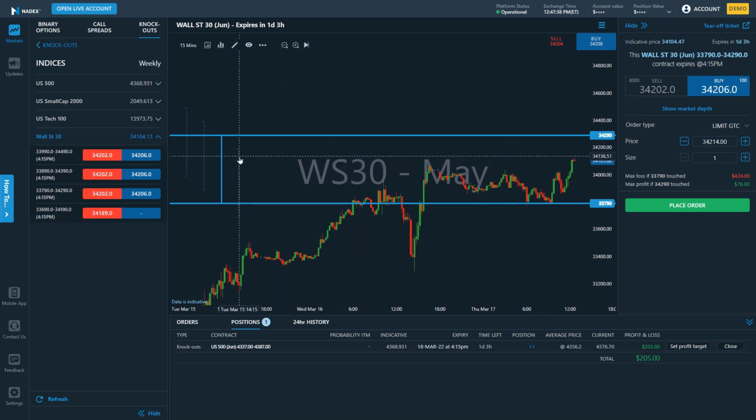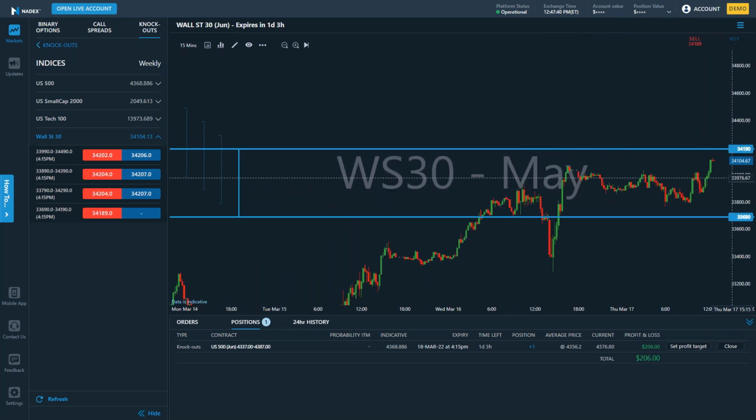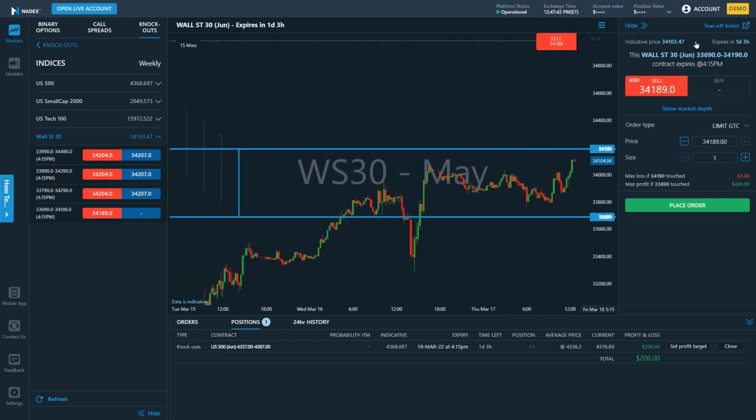If I wanted to go short, on the other hand, I see the Dow's rallied. Maybe I think it's going to turn around. If I wanted to take a short position, it's $1 away. This is about to knock out. In fact, if we're sitting here long enough, did it knock out? No, it's getting close to where it will knock out.